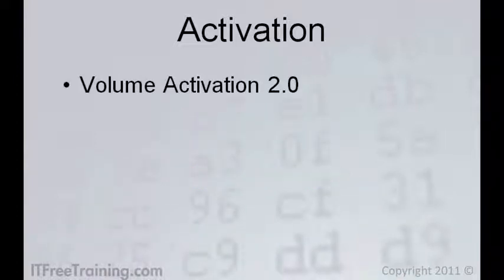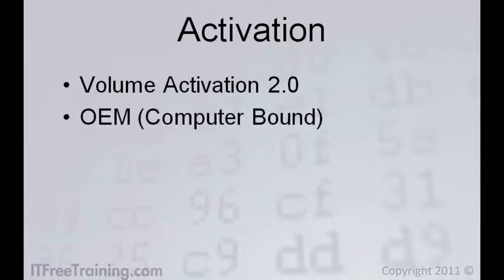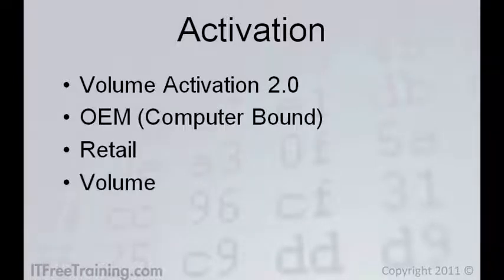With Windows Server 2008 and Windows Vista, there are 3 different types of product activation depending on what you purchase. These are OEM, Retail, and Volume. OEM is computer bound, which means the license cannot be moved from one computer to another. OEM activation is performed automatically when the operating system is installed. The retail version, or boxed product, is activated after the install, either manually or automatically.